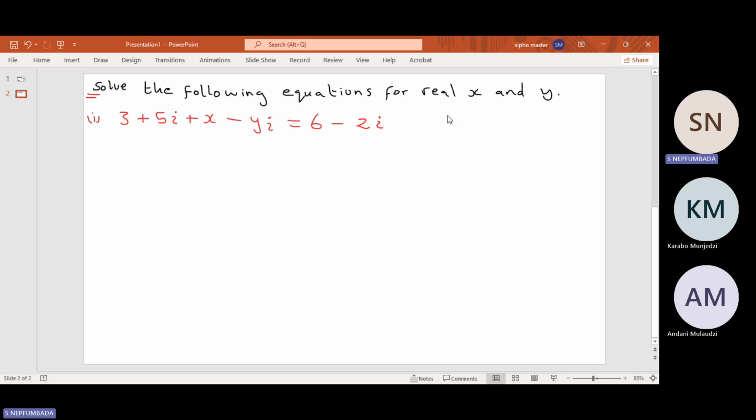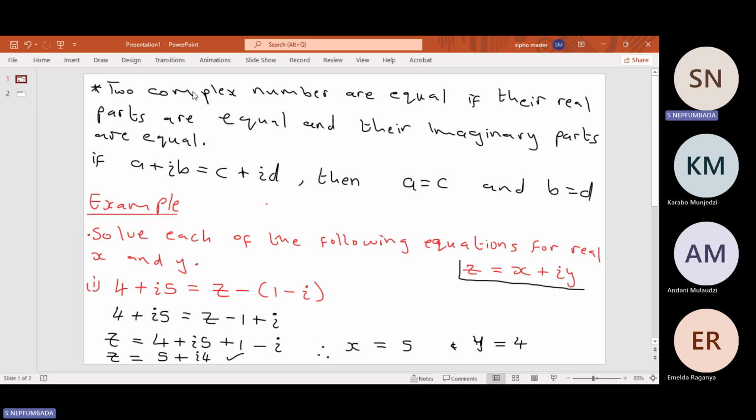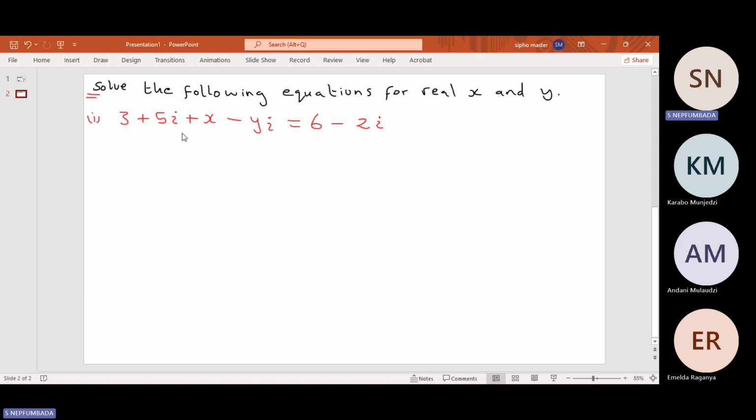How can we solve for the real x and y? So remember, I told you that complex numbers are equal if their real parts are equal and their imaginary parts are equal.